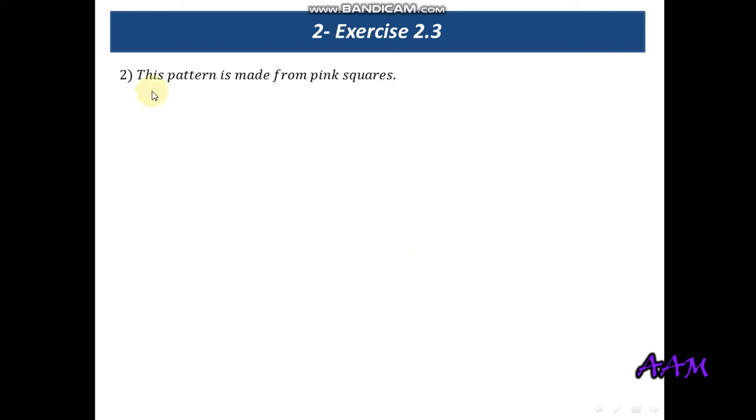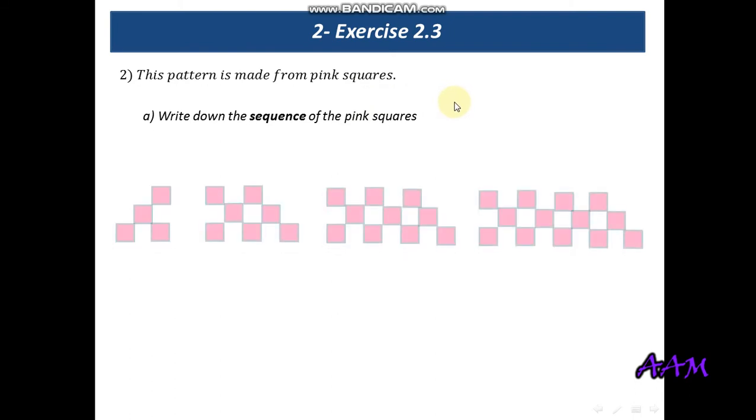Okay, now number 2: this pattern is made from pink squares. Where are they? Write down the sequence of the pink squares.